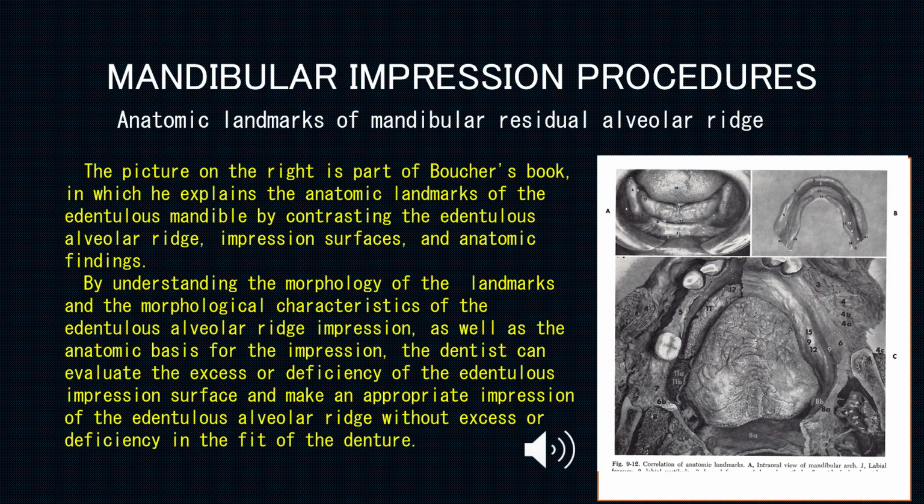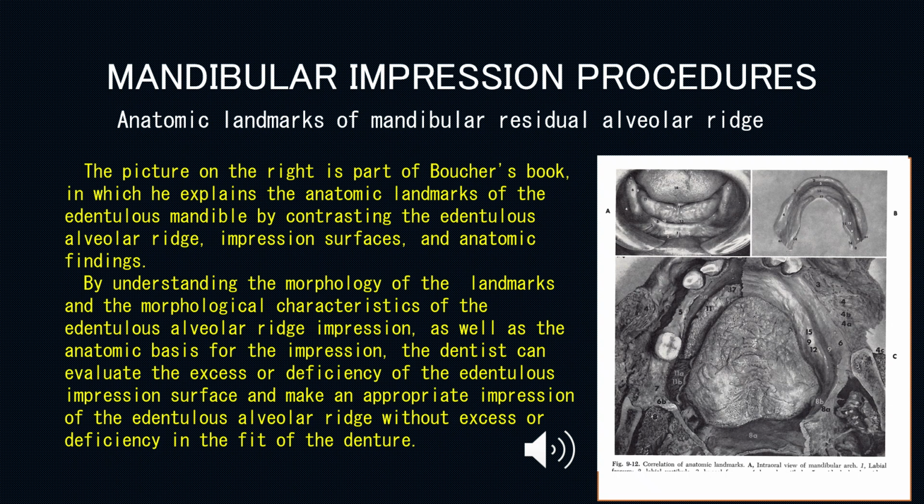Anatomical landmarks of mandibular residual alveolar ridge. The picture on the right is part of Boucher's book, in which he explains the anatomic landmarks of the edentulous mandible by contrasting the edentulous alveolar ridge, impression surfaces, and anatomic findings.